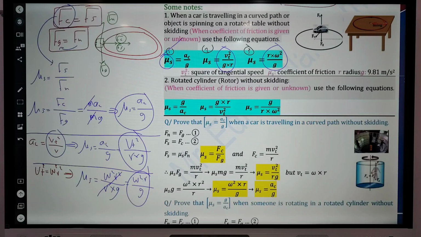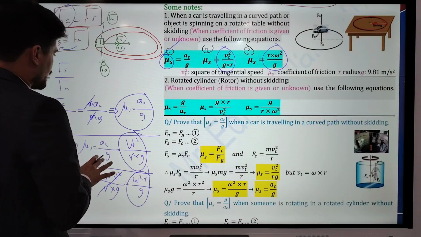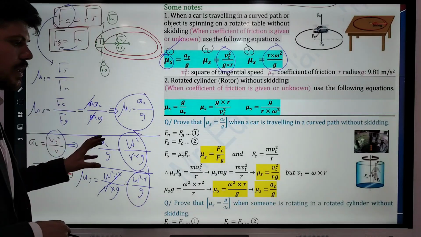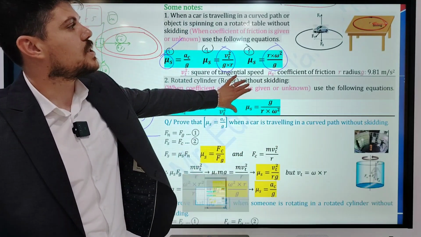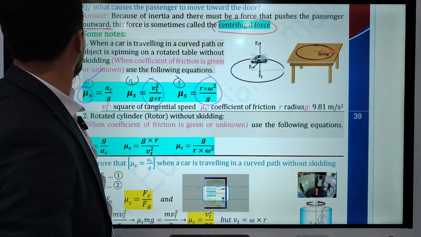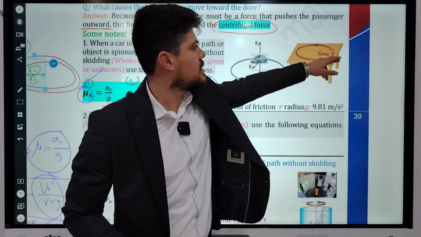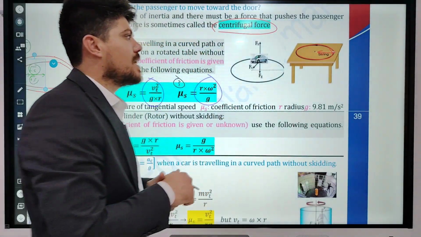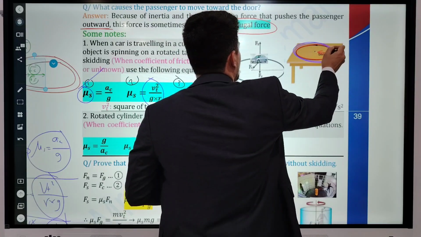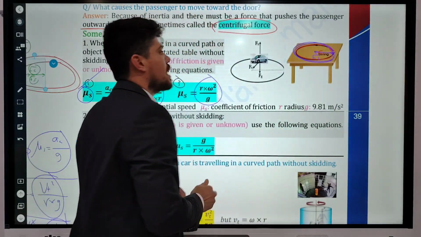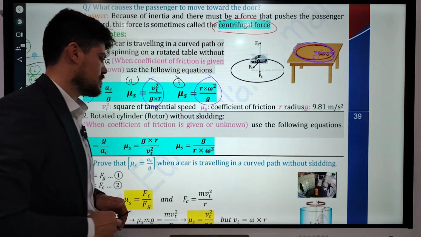So you can screen this proof to understand more. This is related to what? This is only for the car when it's moving in a circular path, or for an object on a rotated table, when the object is located on the table and the table is rotated. In that case, the object is maintained in a circular path because of the static frictional force.